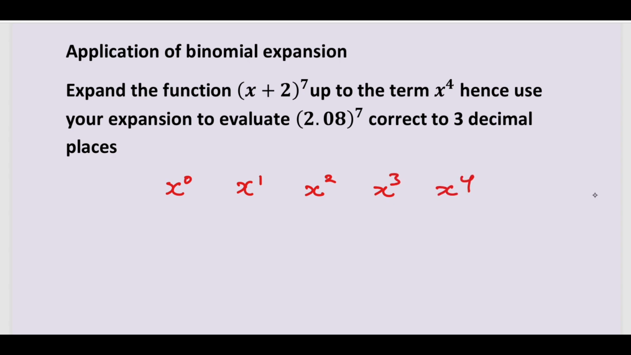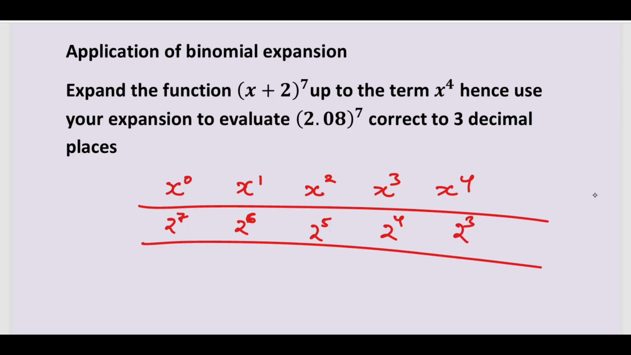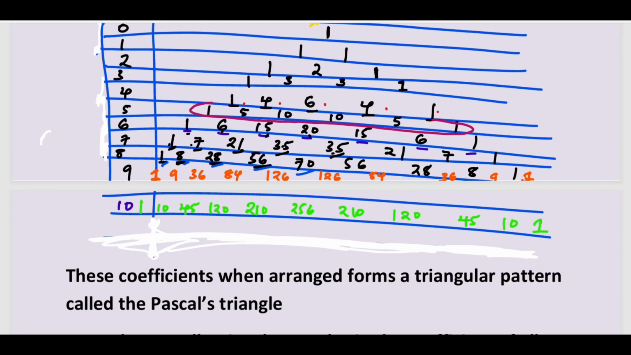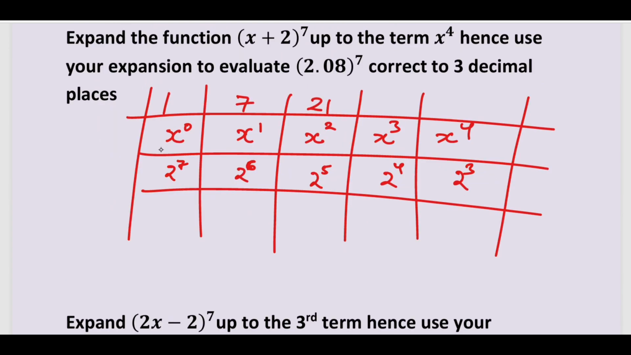For 2, it is going now to be decreasing: 2^7, 2^6, 2^5, 2^4, 2^3. And then remember to put the correct coefficients. For 7, the coefficients were 1, 7, 21, 35, 35. We stop there. Then now let us multiply.